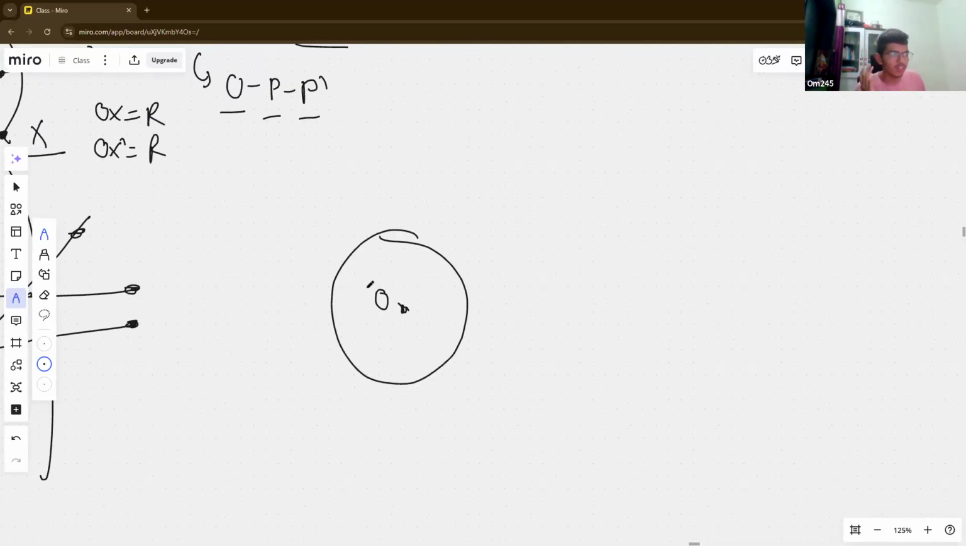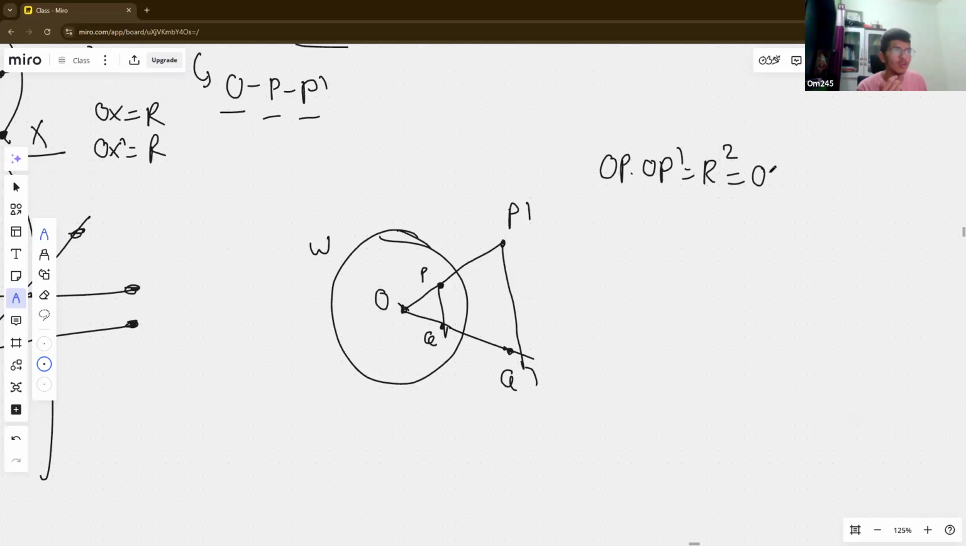First of all, we have some circle with center O and radius R. Now consider two points, P and Q, and we invert them. So Q goes to Q dash and P goes to P dash. What can you say about this? We have OP times OP dash equals R square, and this is also equal to OQ times OQ dash. So what can you say? Yes, they are cyclic. Because of power of a point, we can say P, P dash, Q, Q dash are cyclic.